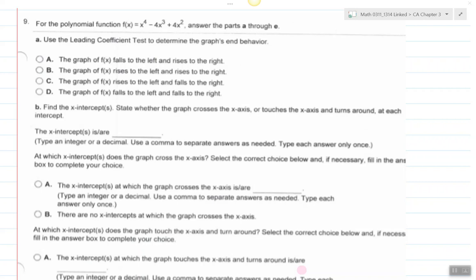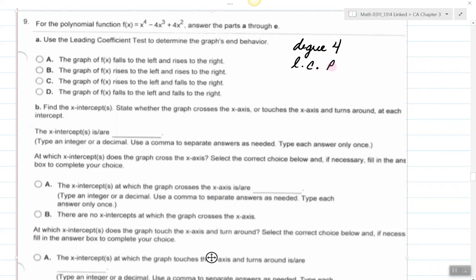So continuing on, problem number 9, we have the function right here, and it says to use the leading coefficient test. So I have degree 4. Leading coefficient, which I will abbreviate sometimes as LC, is positive because there is an implied 1 right up here. That tells me that the end behaviors are up and up. And I expect this to look a little bit like a W possibly. So rises to the left and rises to the right.